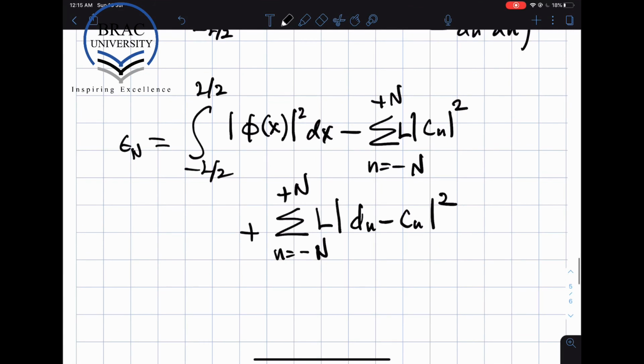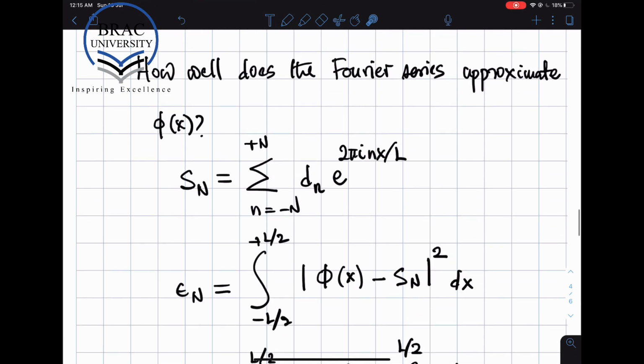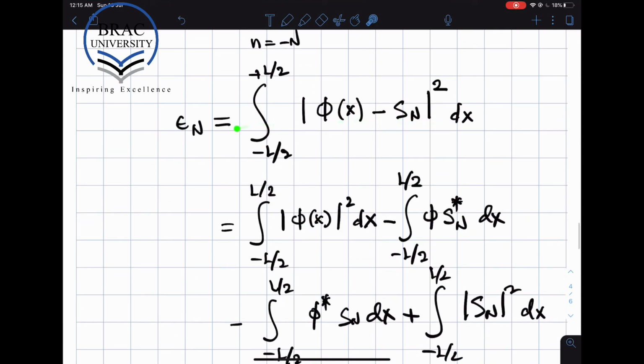Now, look at this function. We have the first term, which is just our original function. This is determined, and this term, cn, is also determined by the choice of this function and the integer n. But this depends on dn, our choice of dn. So we can ask, how can we minimize these error functions? That is, how can we choose these coefficients dn in our series Sn such that this error function is minimized?